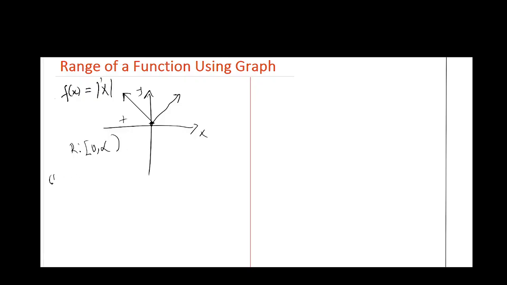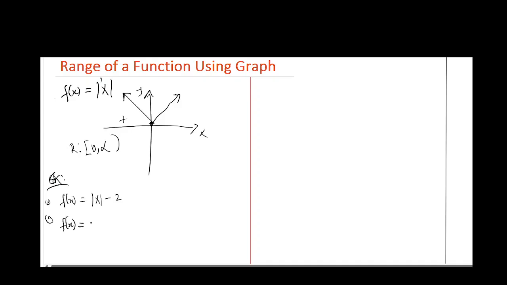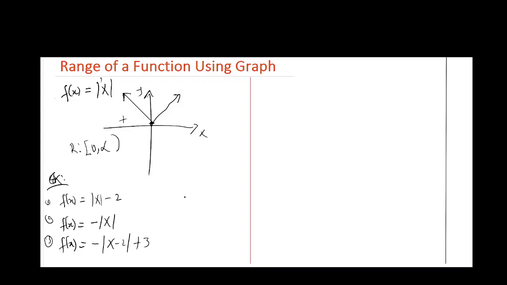Let's have another example here where f of x is equal the absolute value of x minus 2. Let's take another one where f of x is equal minus absolute value of x. And the third one, we have f of x is equal minus the absolute value of x minus 2 plus 3. Now let's begin to plot the graph of these functions.